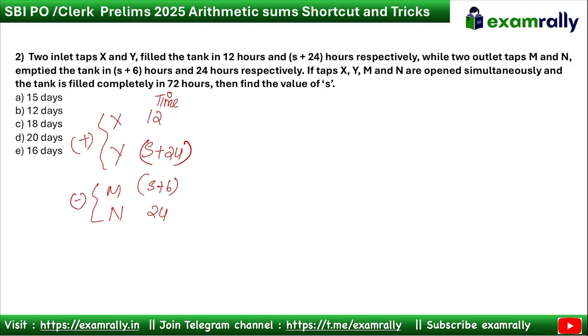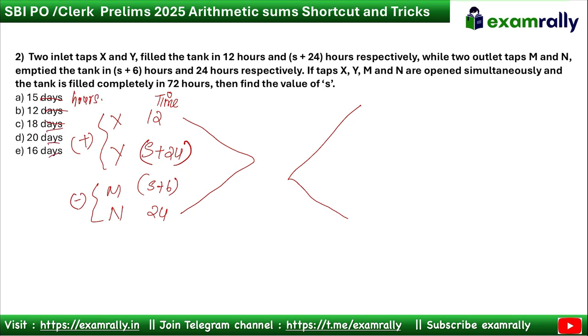See here, they have not directly given the exact time. Then if the taps X, Y, M, N are opened simultaneously and the tank is filled completely in 72 hours, find the value of S. The total time taken for filling is 72 hours, and we are asked to find the value of S. For questions like this, instead of making a quadratic equation and solving, just go through the options. It is not days, it will be hours.